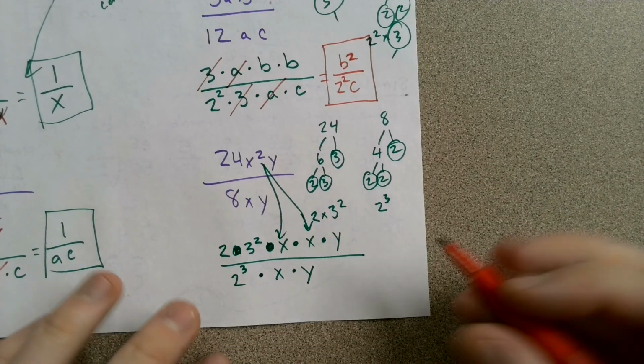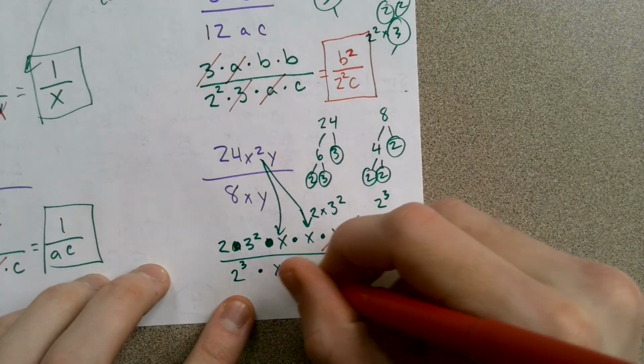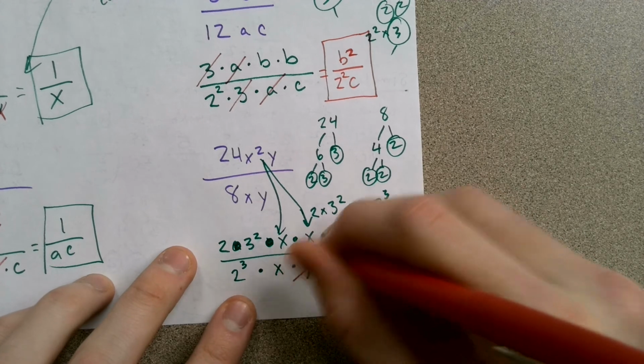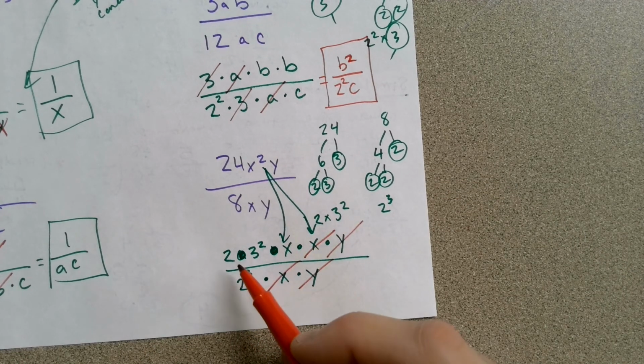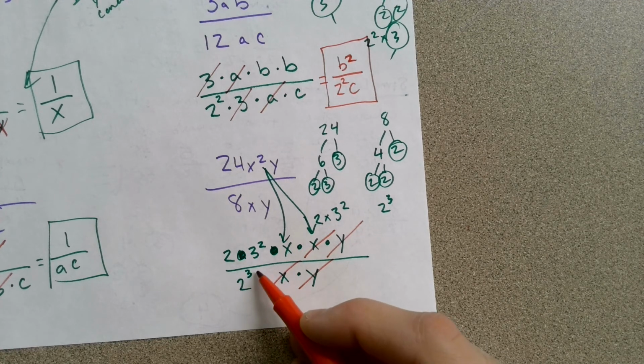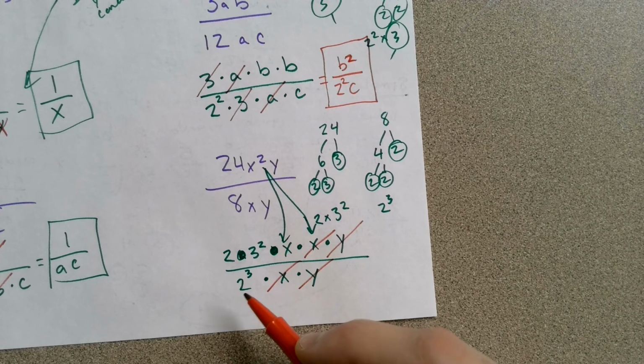Let's cancel some stuff out. We've got 1 y on top. We got 1 y on bottom. We got 1 x on top. We got 1 x on bottom. Uh-oh. It's a little tricky. We got 1 2 on top, but 3 2's on the bottom.